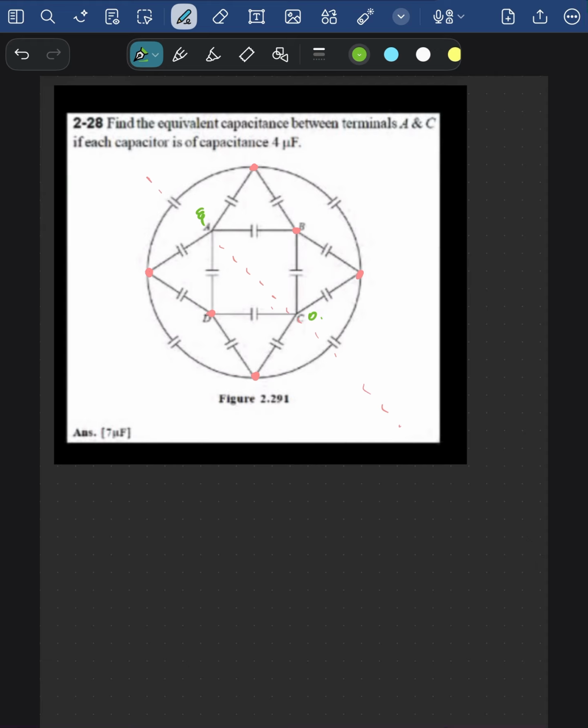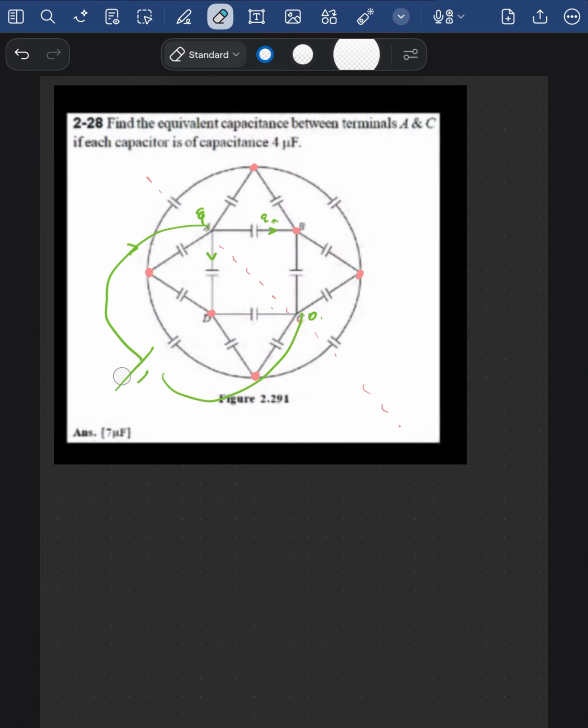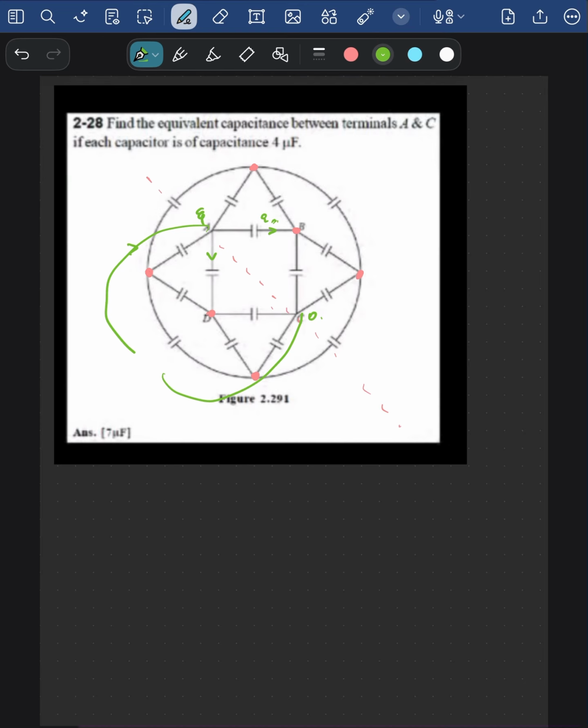Now, if your battery was connected in this way, I'll assume some charge flow happens from here to here, and some charge flow happens from here to here. If the battery was connected in the reverse way, whatever charge flow, if I had Q charge flowing over here, then in this case, I'll again have the same Q charge flowing in here and here.